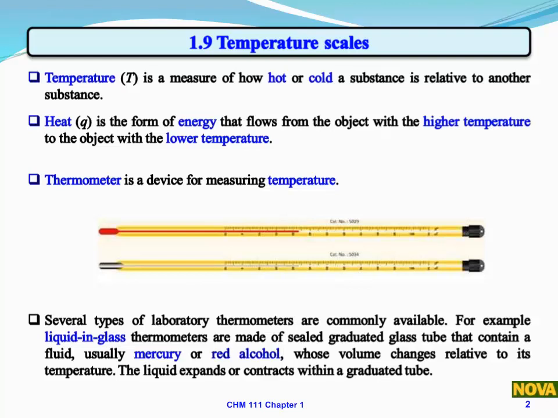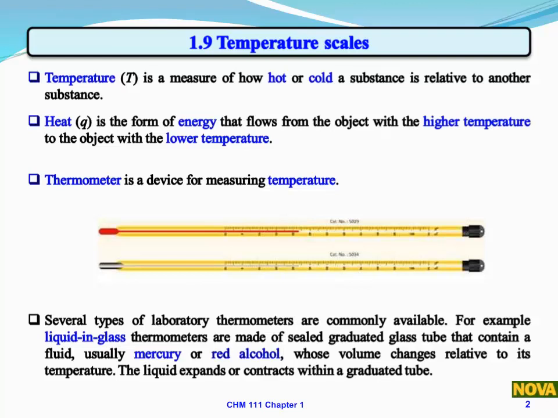Temperature is a measure of how hot or cold an object is relative to another object. Temperature is a measure of the average kinetic energy of the molecules within an object. When you record the temperature of something, you are making a statement about how fast the molecules are moving. Heat is the form of energy that flows from an object with a higher temperature to another object with a lower temperature. A thermometer is a device for measuring temperature.